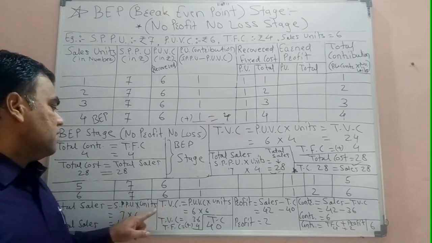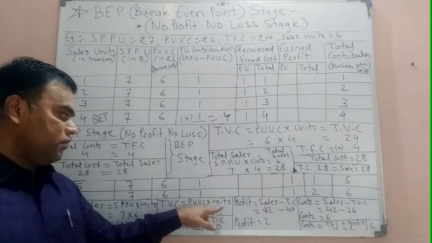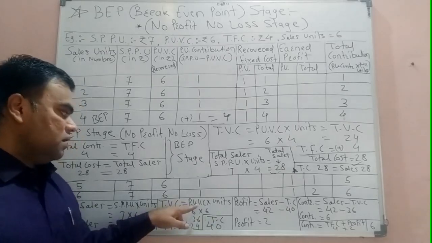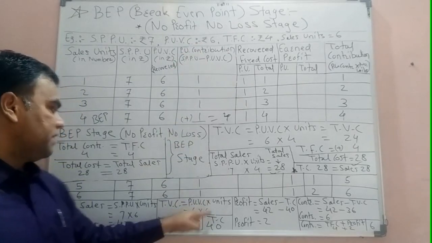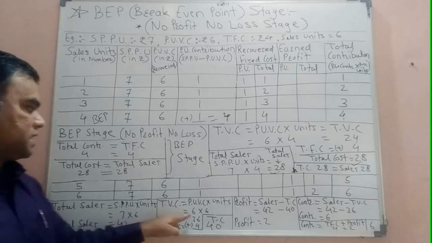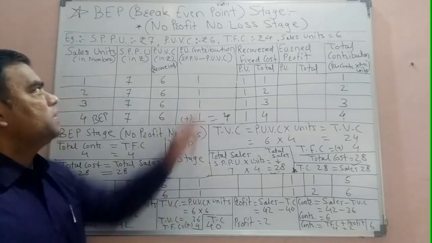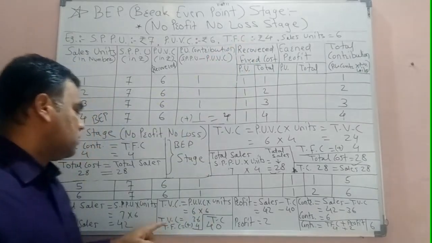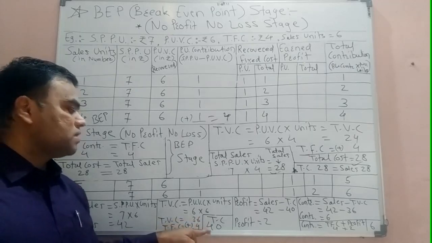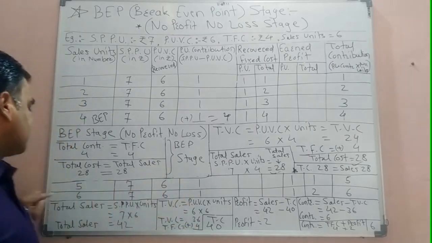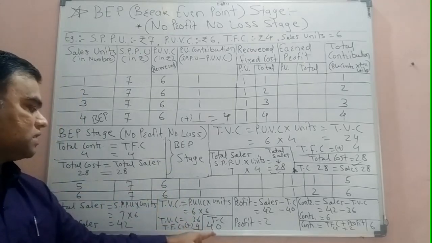Then how much will be the total variable cost? Per unit variable cost into number of units is equal to total variable cost. Per unit variable cost, which is rupees 6, into number of units sold 6. 6 into 6, 36 is our total variable cost. And how much is our total fixed cost? 4. Total variable cost 36, total fixed cost 4, so our total cost is rupees 40. At the 6 unit sales level, our total cost is 40.